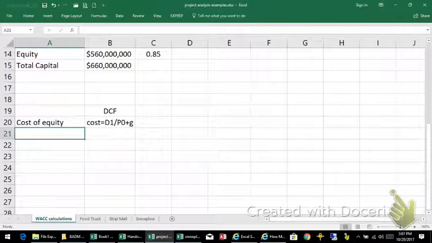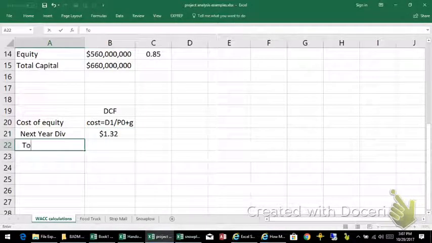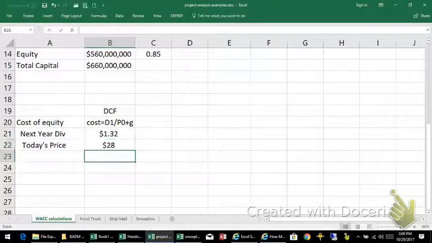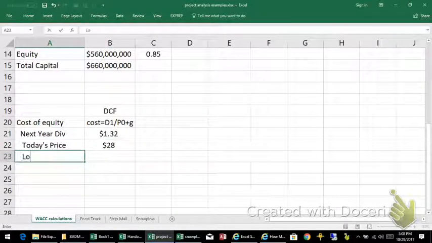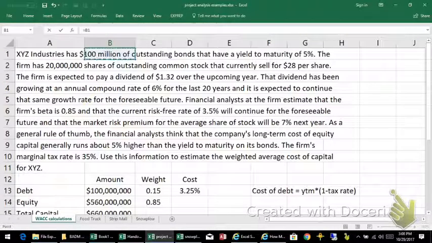So the next year dividend is given as $1.32. Today's price is given at $28. And the long-term growth rate is given up here in the problem as 6%. All right, so it's been growing at 6% for 20 years and is expected to continue that into the future.